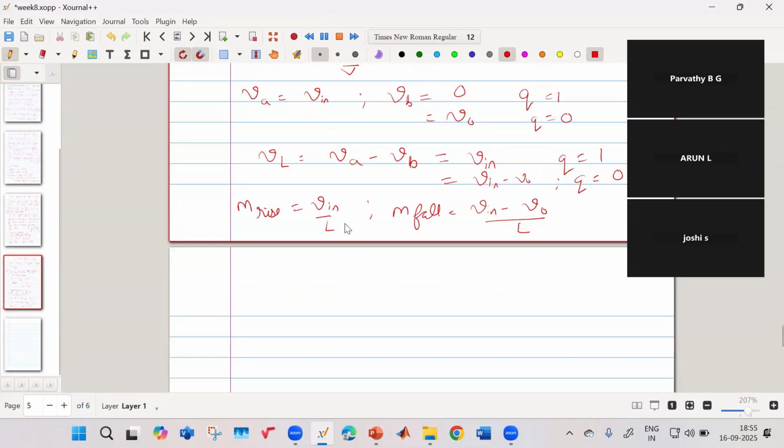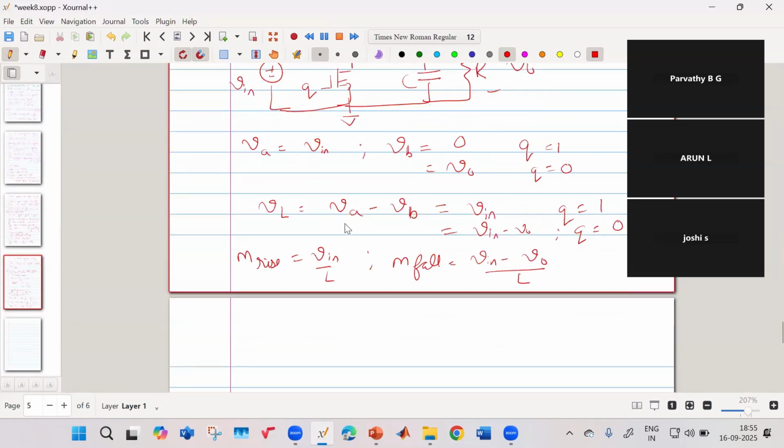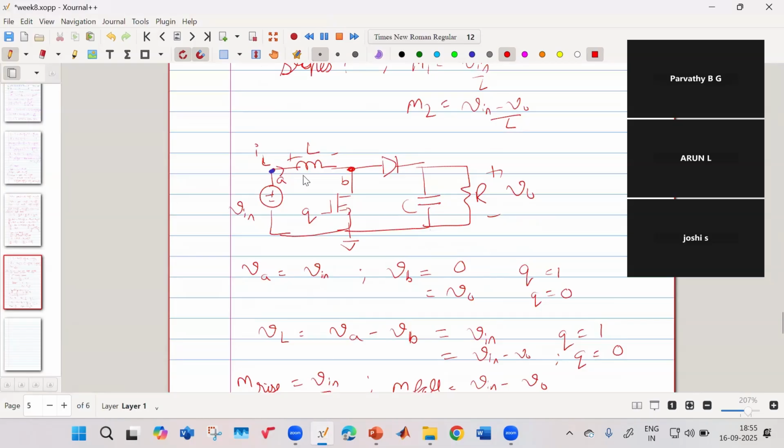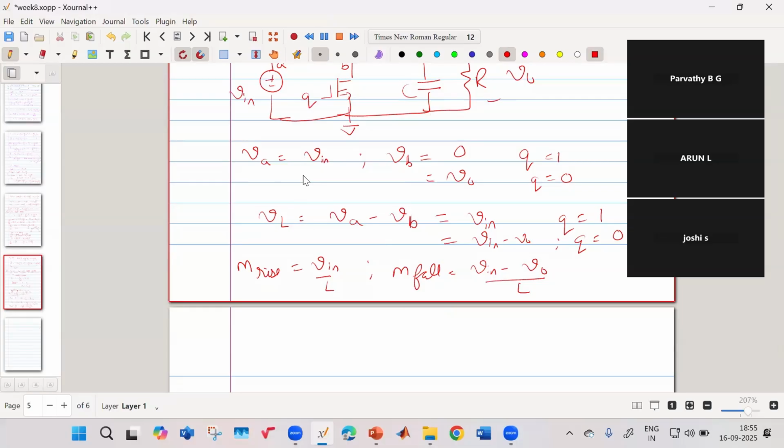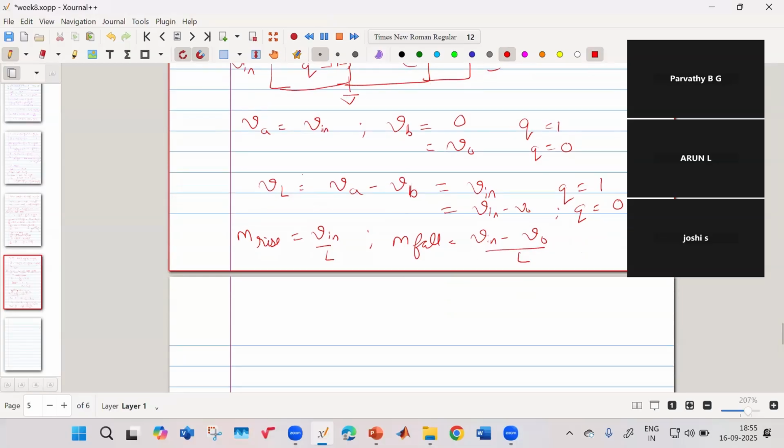That could change your MCQ correct answer as well. Okay. So we have found that the voltage across the inductor is V in when the switch is on, and it is V in minus V0 when the switch is off. So your current will rise like this when your switch is on, and it will fall like this when your switch is off. This slope is your M rise, this slope is your M fall, which you guys also got correct.